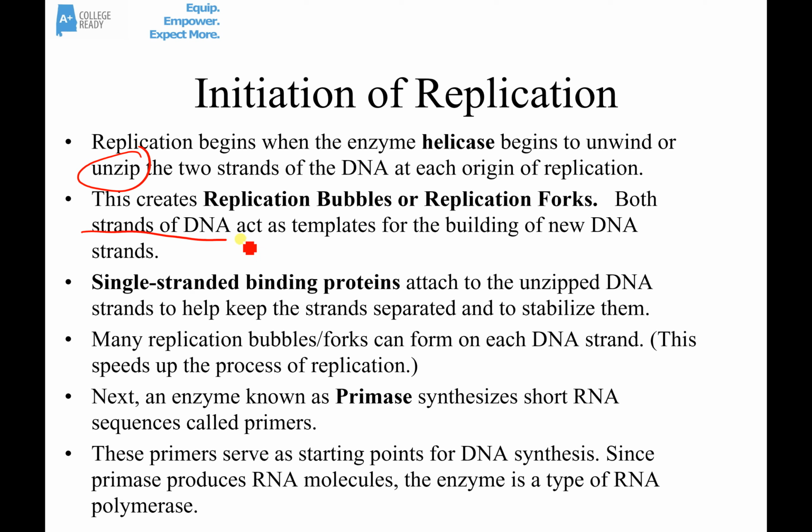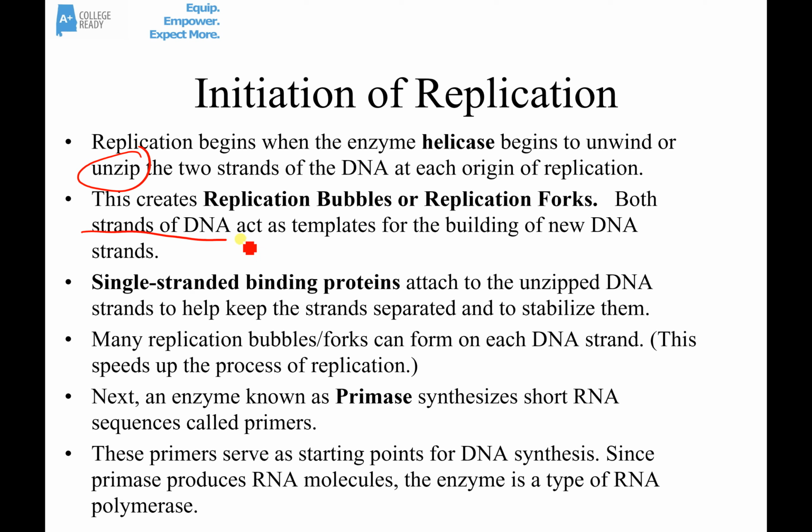The primers are critical because the main enzyme of replication, DNA polymerase, can only add nucleotides to an existing chain. It can't start a new strand from scratch. So the RNA acts as the beginning of that chain. Think of it like a foundation for DNA synthesis. After replication is over, the primers are removed and they're replaced with actual DNA nucleotides.